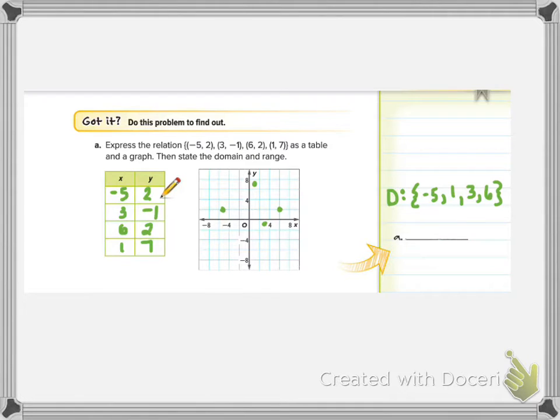And then for range, we just want an R to show that that's the range. And again, we do our fancy little set braces. And we want the range in order from least to greatest. And the lowest range value is -1. And then the next value would be 2. Now, 2 is there more than once, but when we're listing domain and range, we don't repeat. And then the next value in the range would be 7. And we close our set braces.